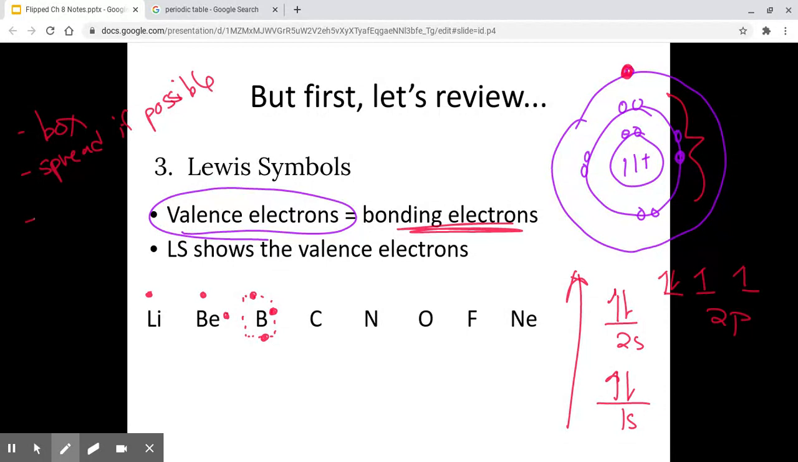And then you're going to pair them if it's not possible to spread them out. Let me show you an example of that. Carbon has 6 electrons total, 2 are core. We're going to put 4 around carbon, 1, 2, 3, 4. Nitrogen has 7, 2 are core, so it gets 5. So I'm going to do 1, 2, 3, 4. Now the 5th one's going to pair.